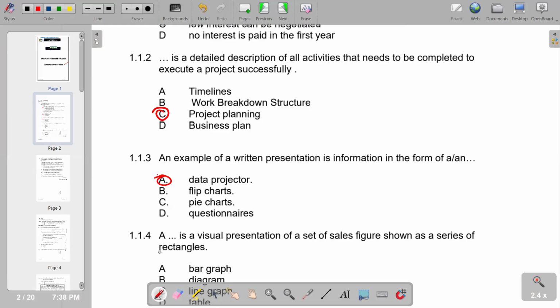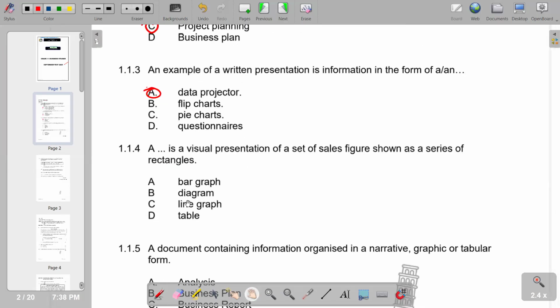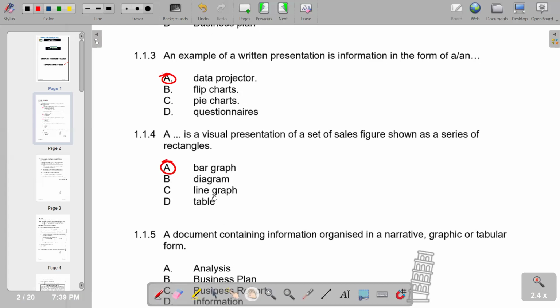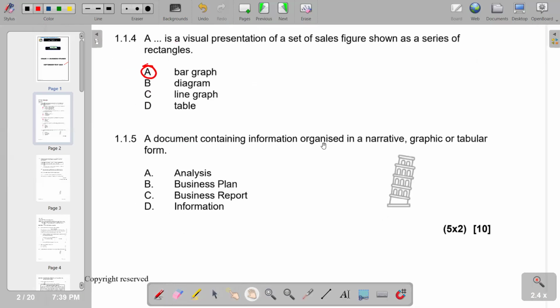Number 4. A dash is a visual presentation of a set of figures shown as a series of rectangles. On the response part, we've got bar graphs, diagrams, line graphs, table. So you'd see that the correct one that we have is a bar graph, which is A. On number 5, a document containing information organized in a narrative, a graphic, or tabular form. We have got analysis, business plan, business report, information. So the correct response is a business report, which we have on C.